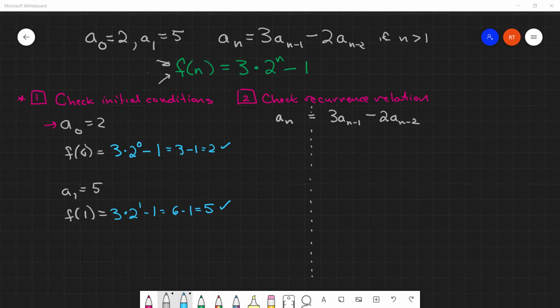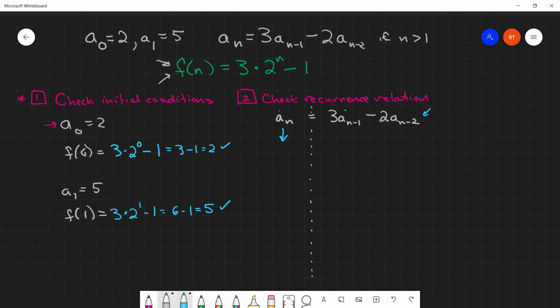So having checked that the formula satisfies the initial conditions, we now need to check whether it satisfies the recurrence relation. So here I've copied down the recurrence relation. To check, again, I'm going to replace all elements of the sequence, which in this case are a sub n minus 1 and a sub n minus 2, with their corresponding function values, f of n minus 1 and f of n minus 2, respectively. So separate off the left side from the right side and work with each side independently.